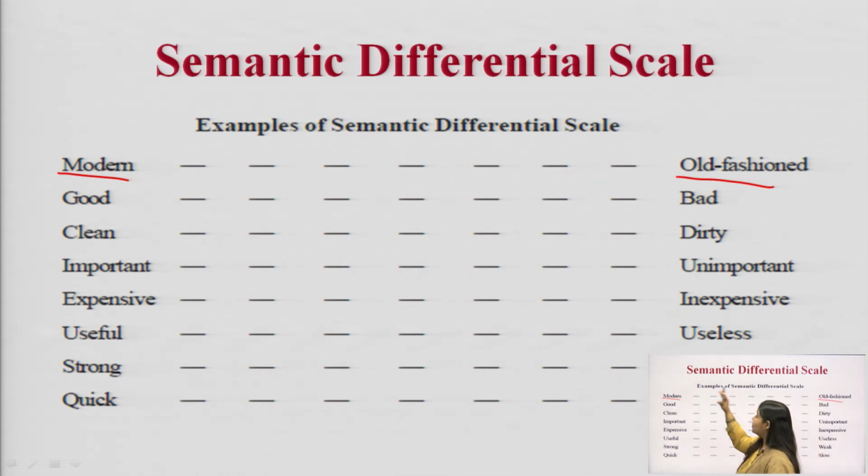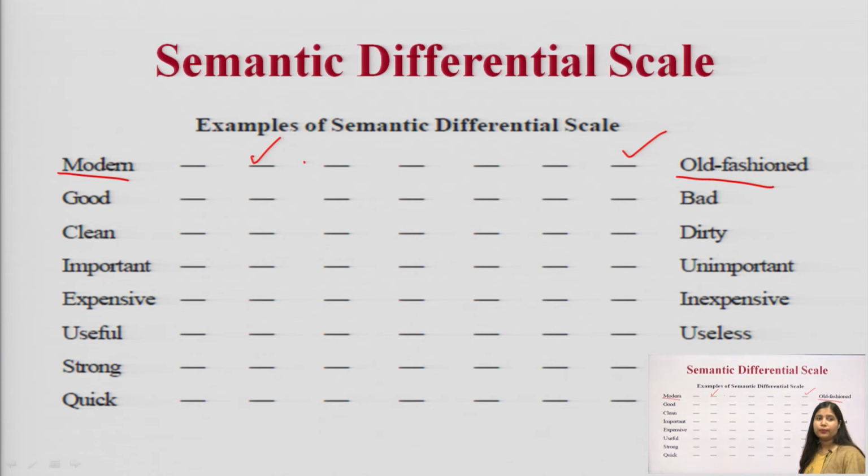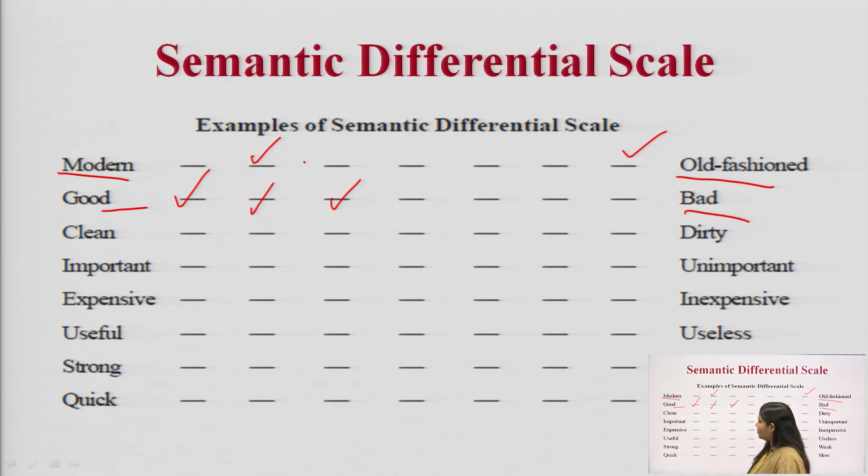If you select your response near modern, it means your thinking is modern, and if you select near the other end, you may be thinking in an old fashioned way. Another example is good and bad. How is your product, service or customer service? If you like it extremely, you put it here; if you like it somewhat, you put it here; if you like it more than somewhat but not extremely, you select this option.